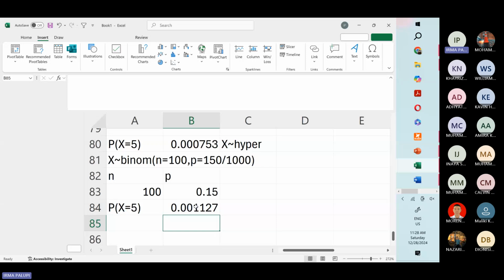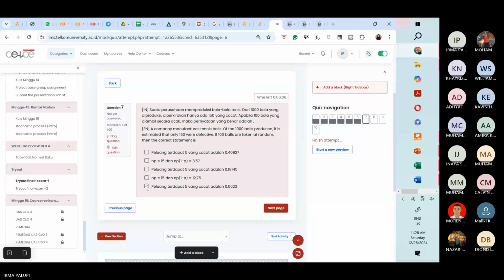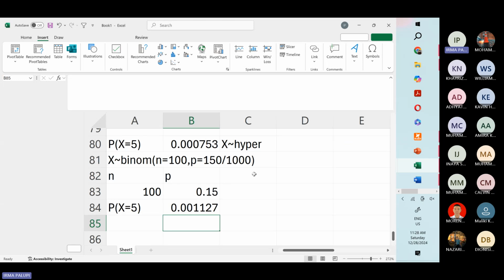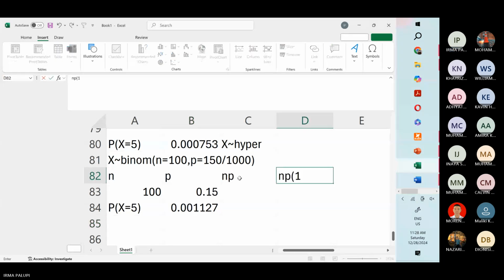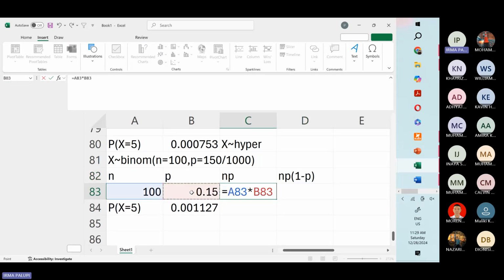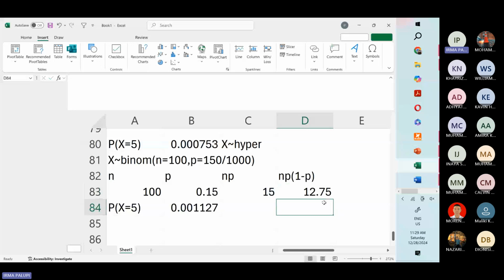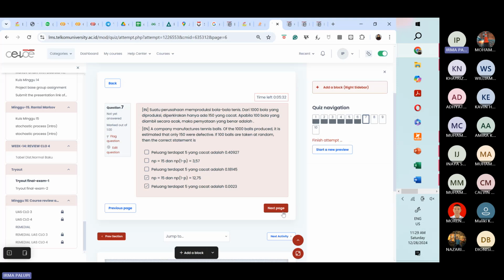Let's apply 5, maybe this one. Okay, and NP and NPQ. Yeah, this is NP. Let's go. I'm not really sure about this, but let's choose it because it's the closest.